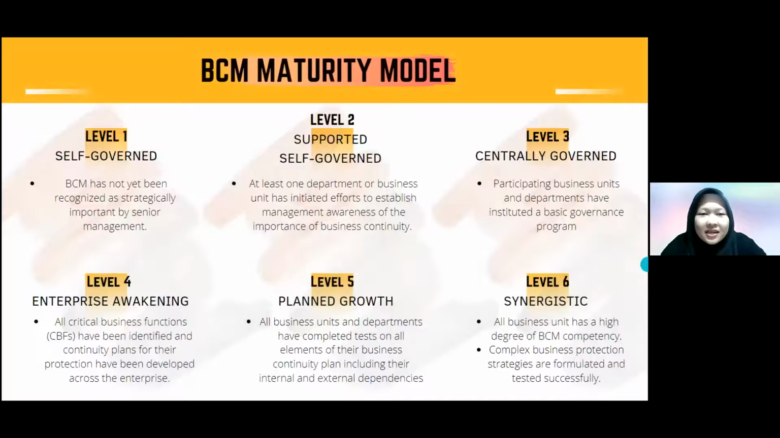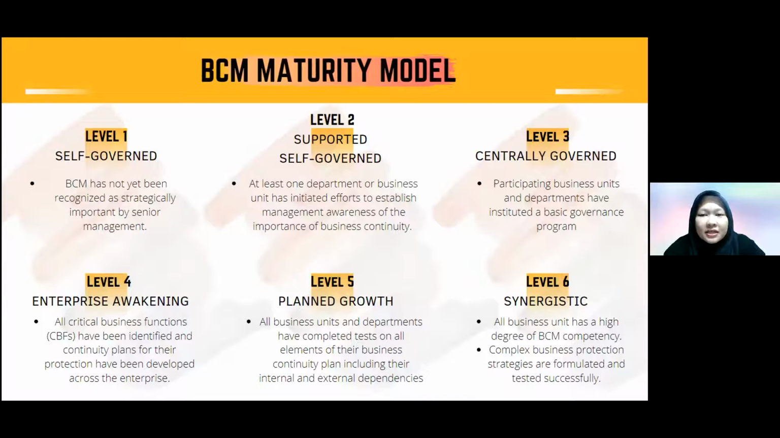Okay, hi. I will explain about the maturity model by Lenses and marketing. There are 6 levels in this model. The first level is self-governance. In this level, BCM has not yet been recognized as strategically important by senior management.